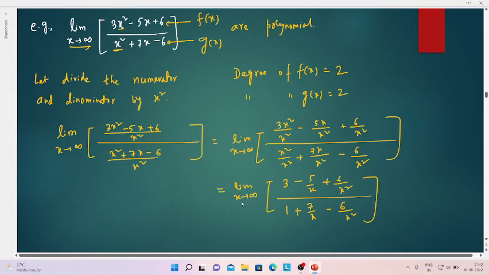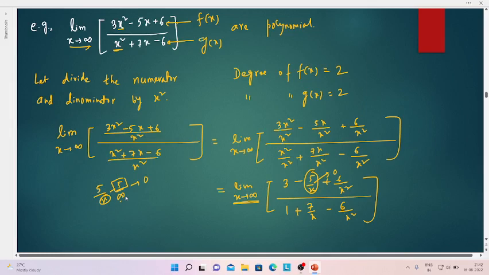So you can see, as x tends to infinity, 5 upon x will tend to 0. Why? Because 5 upon x will tend to 5 upon infinity, as x tends to infinity, and something finite upon infinity will tend to 0, because infinity is a very large quantity, and that is sitting on the denominator, right?